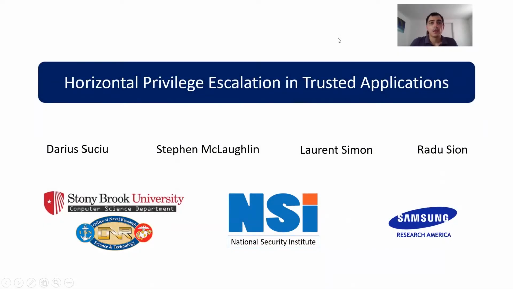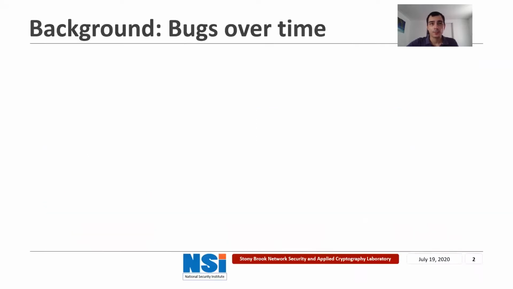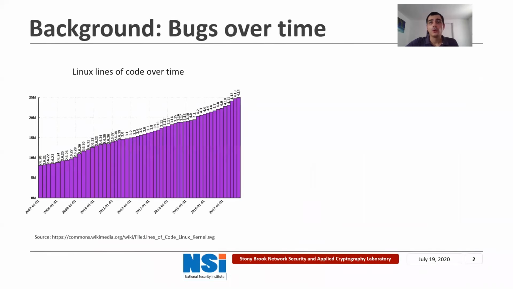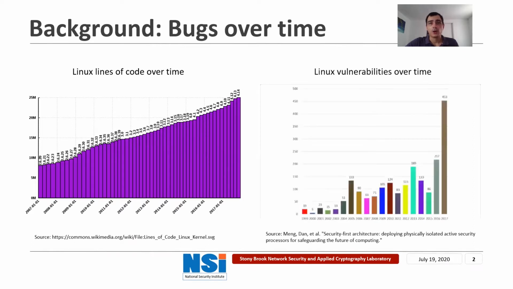Hello everyone, my name is Suciu, and I'll present a set of new horizontal privilege escalation attacks that we have found in TrustZone-based systems. First, let me begin with a little background. We all know that over time, the size of applications and operating systems has increased dramatically. As a consequence of code increase, the number of vulnerabilities present in applications and OSes has also increased.